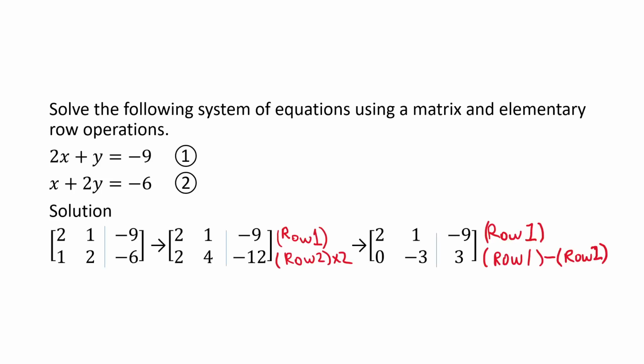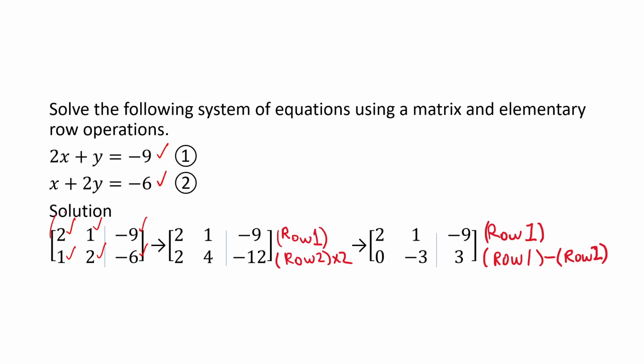So, if I was given the system of equations shown, what I would do first is say that I can express 2x plus y equals negative 9 as 2x plus 1y, and then on the other side of the vertical line there, the number negative 9. And x plus 2y equals negative 6 could be expressed as 1x plus 2y, and on the other side of the vertical line, there'd be a negative 6.